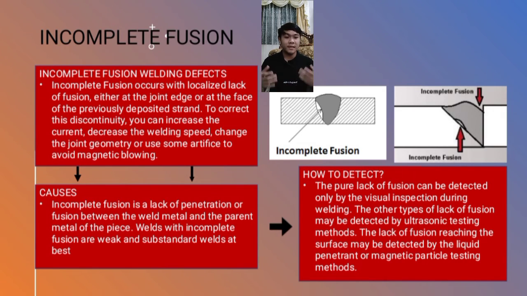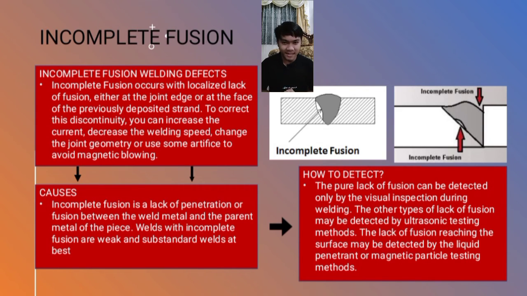Next, cause. Incomplete fusion is lack of penetration or fusion between the weld metal and the parent metal of the piece. Welds with incomplete fusion are weak and substandard welds at best. How to detect? The pure lack of fusion can be detected only by visual inspection during welding. The other type of lack of fusion may be detected by ultrasonic testing methods. The lack of fusion reaching the surface may be detected by the liquid penetrant or magnetic particle testing method. Sorry for my English.